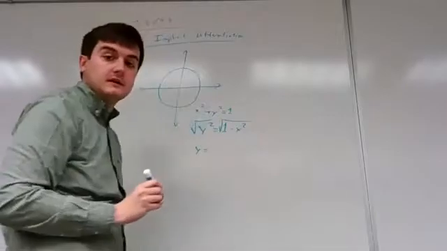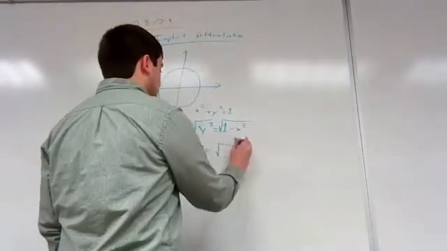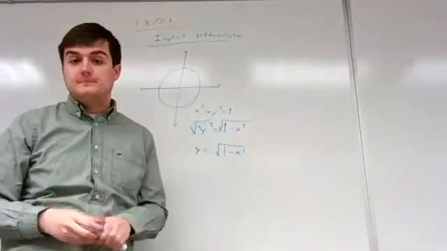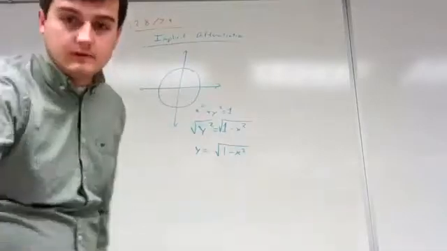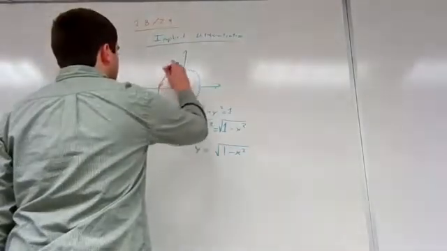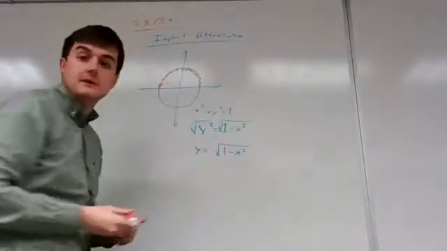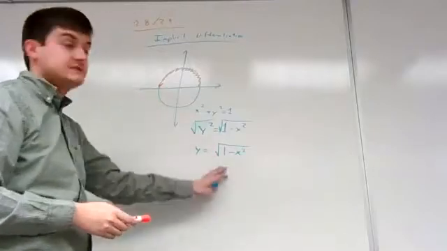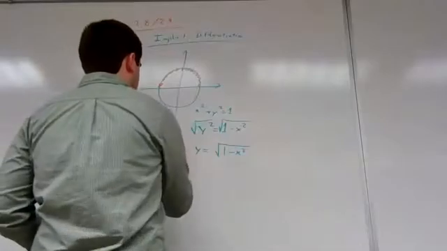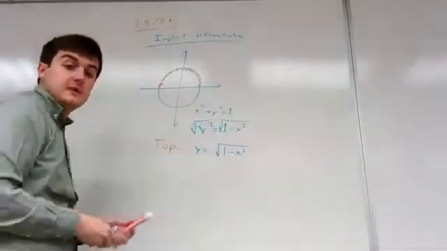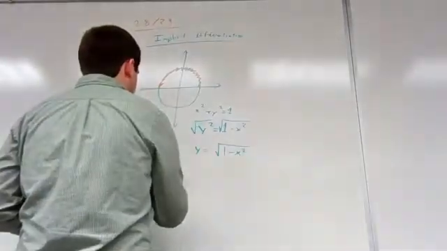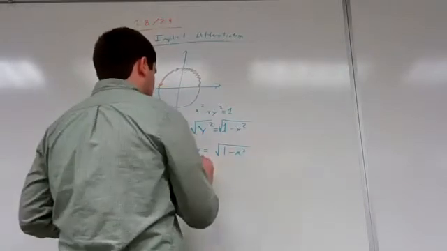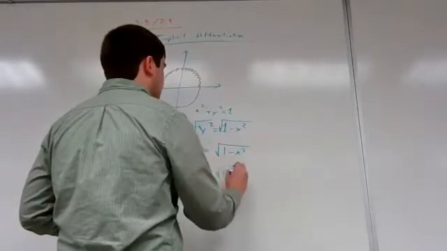Now this is where it gets important. If I just say the positive square root of 1 minus x squared, what does that give me? Does that give me the whole shape, or just part of the shape? Well, it only gives me the top half. That's all this equation tells me. So if I want to get the top half, this is okay. So let me write top here. But if I want to get the bottom half, I would have to write this equation as y equals negative square root of 1 minus x squared.